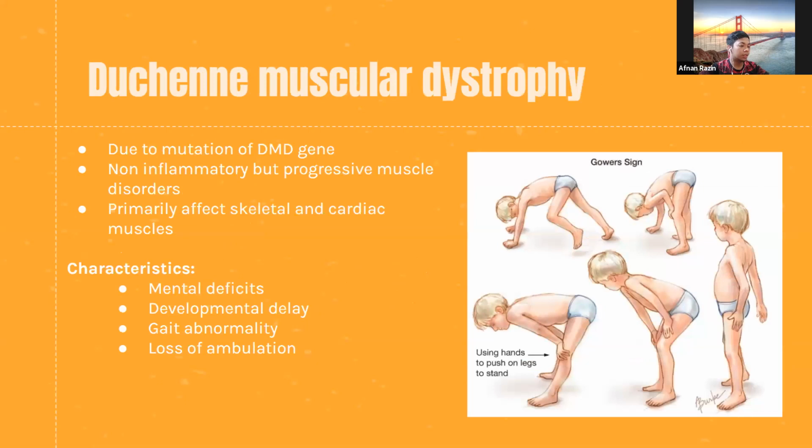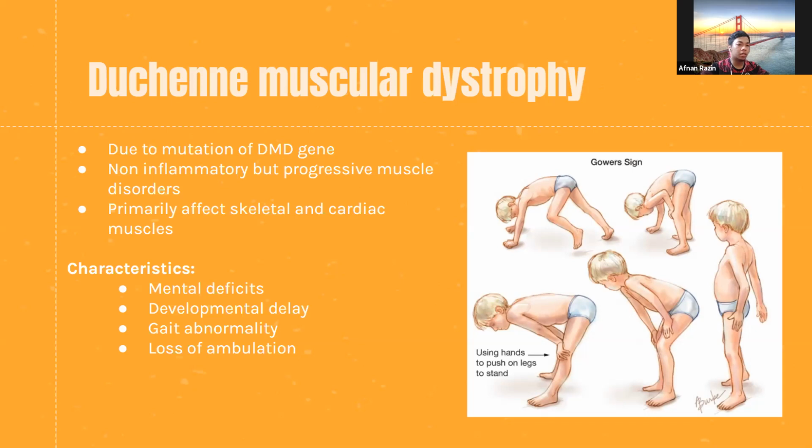The next one is Duchenne muscular dystrophy. This is due to a mutation of the Duchenne muscular dystrophy gene. This dystrophy is a non-inflammatory but progressive muscle disorder. So the patient can present with muscle weakness and wasting. This primarily affects skeletal muscles which are used for movement, so the movement is affected, and cardiac muscles for the heart. The characteristics include mental deficits, developmental delay, gait abnormality, as well as loss of ambulation.